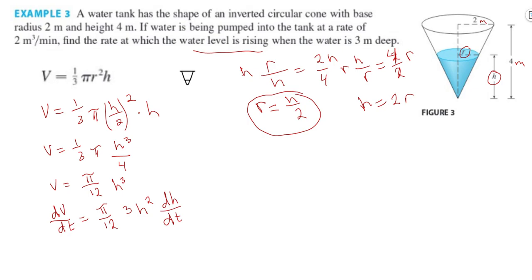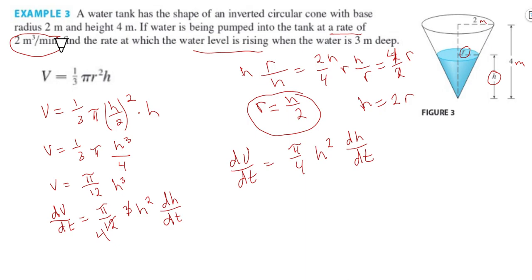And so, we can reduce this 3 and 12, so we're going to have pi over 4 there. Let's rewrite it. dV dt is equal now to pi over 4 times h squared times dh dt. And now's the point where we should hopefully have all this other information. They give us the rate of the volume, which you mentioned. This is dV dt here, because that's water being pumped in, so the volume of the water is changing.